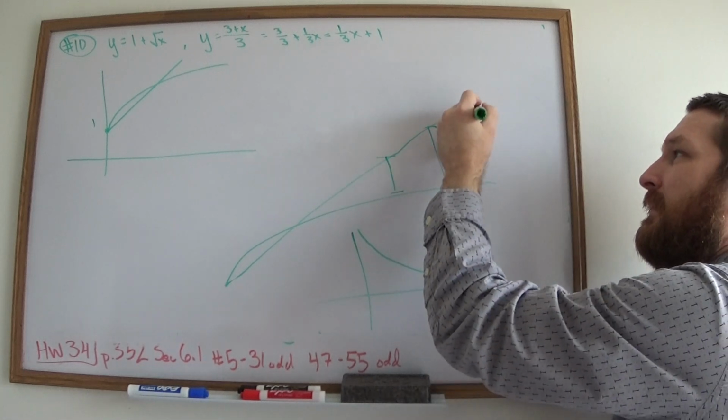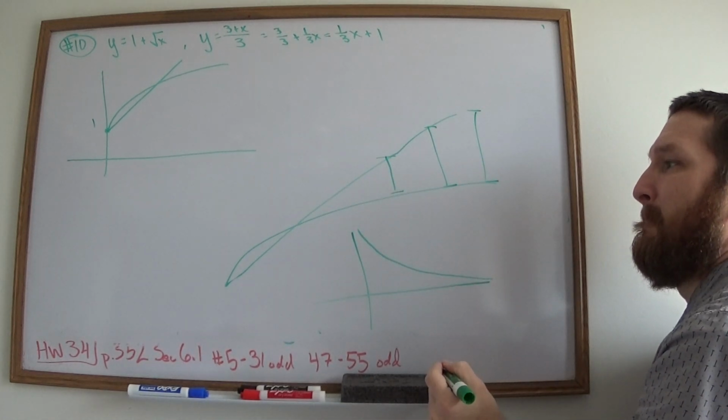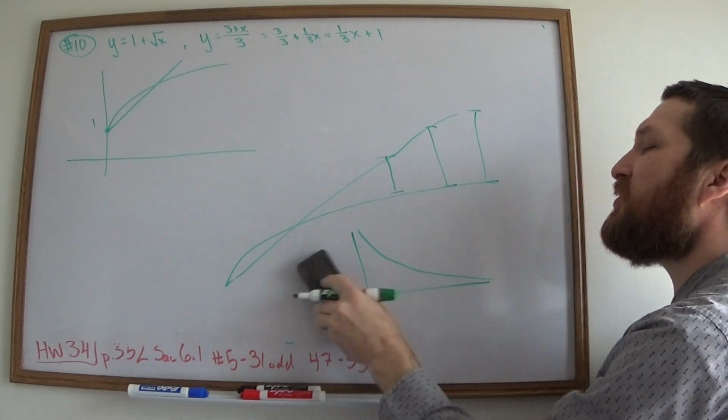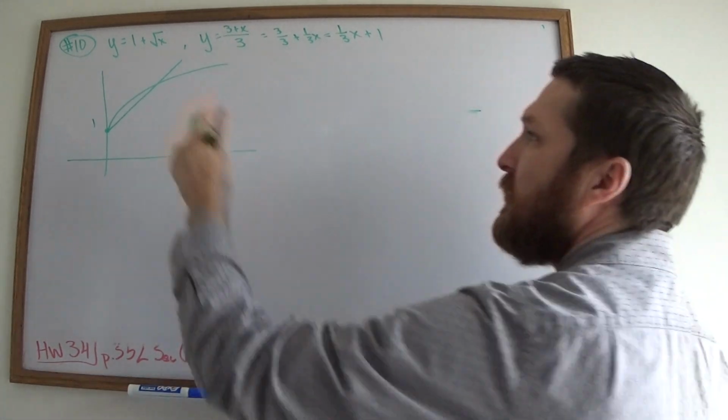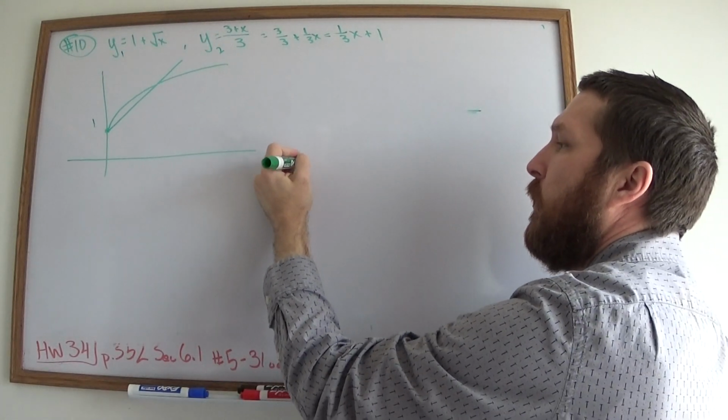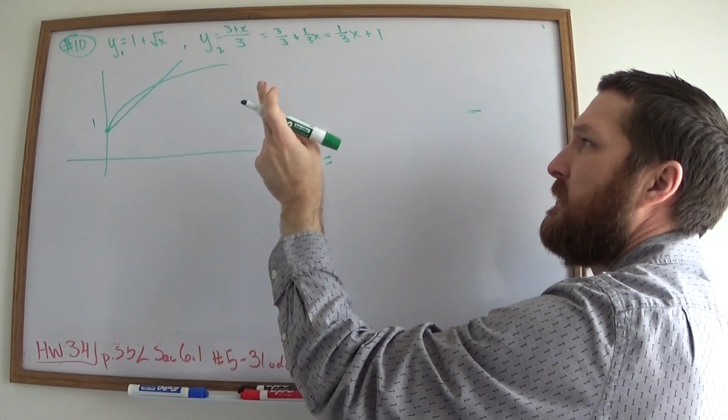But eventually, wouldn't the parabola pass the line? No. Let's do it real quick. Let's call this one y1. Let's call this one y2, and let's take their derivatives. y1 prime is what?